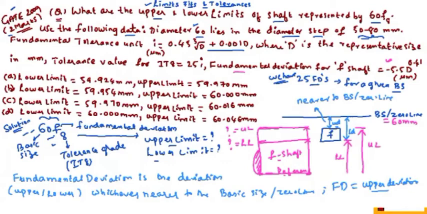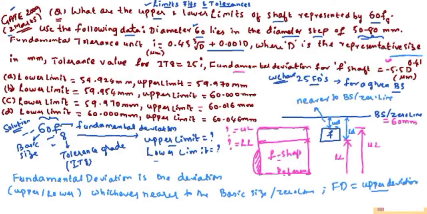So let us find this fundamental deviation value so that we can find the upper limit. Fundamental deviation is given as per the question as minus 5.5 D whole power 0.41 microns. So what is the D in this question? You can see that it is capital D. So what is capital D? Diameter 60 lies in the diameter step of 50 to 80 mm.